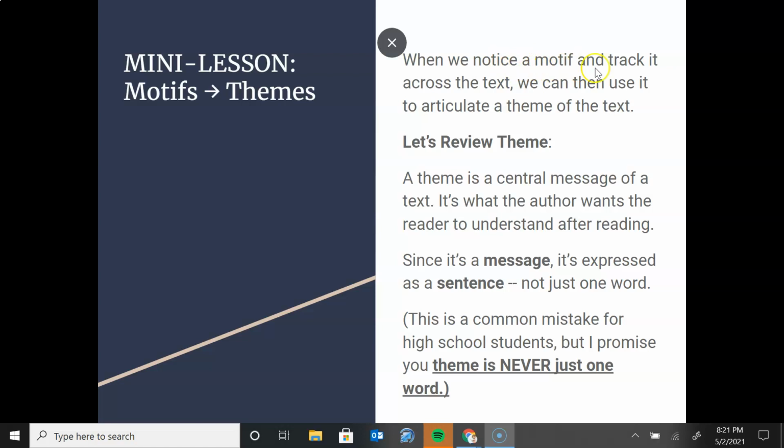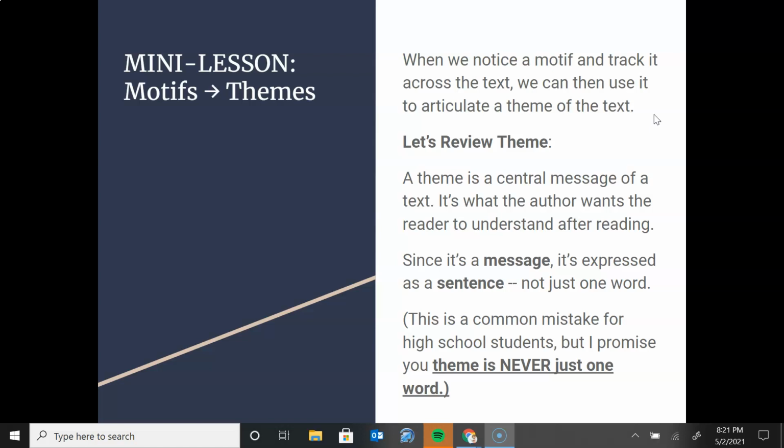When we notice a motif and track it across a text, we can then use it to articulate the theme of a text. Let's review what a theme is. A theme is the central message of a text. It's what the author wants the reader to understand after reading. And this is really important: since it is a message, it's expressed as a sentence, never just one word.